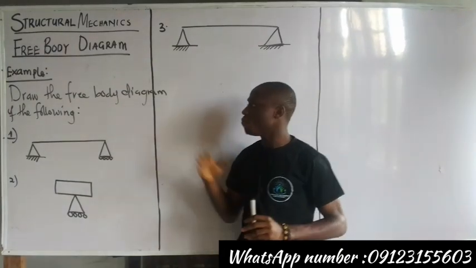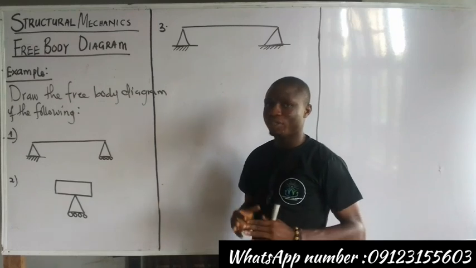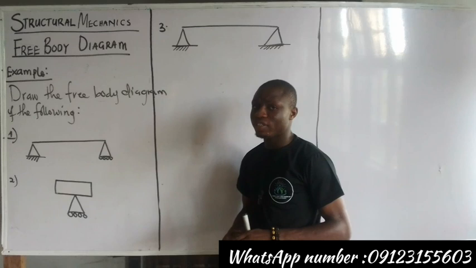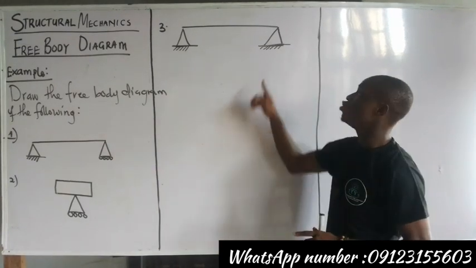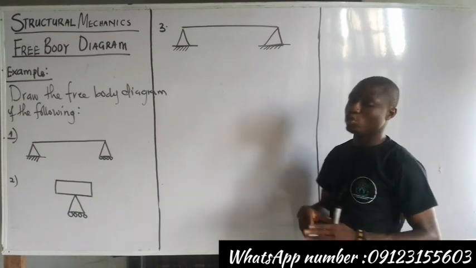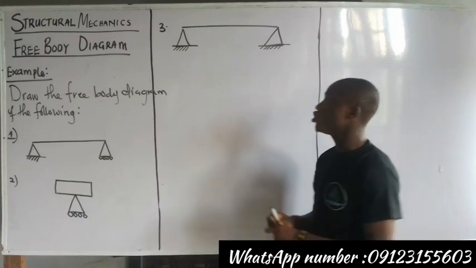Alright, let's solve this problem. Draw the free body diagram of the following. Number 1, I have this. Number 2, I have this. And number 3, I have this. I will do 1 and 2 for you. You do this and drop your answer in the comment below. I will respond to you if you're correct. Do this, I will do this too. Solution.